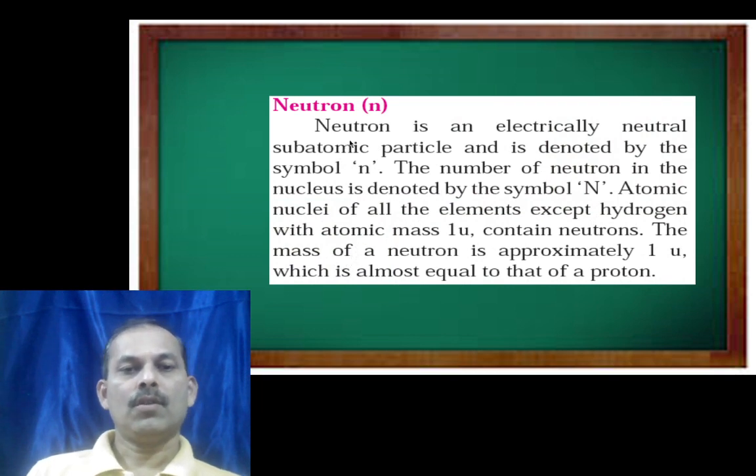Then neutron. What is a neutron? A neutron is an electrically neutral subatomic particle and is denoted by the symbol small n. The number of neutrons in the nucleus is denoted by the symbol capital N. Atomic nuclei of all the elements except hydrogen with atomic mass 1 Dalton contain neutrons. The mass of a neutron is approximately 1 Dalton, which is almost equal to that of the proton.